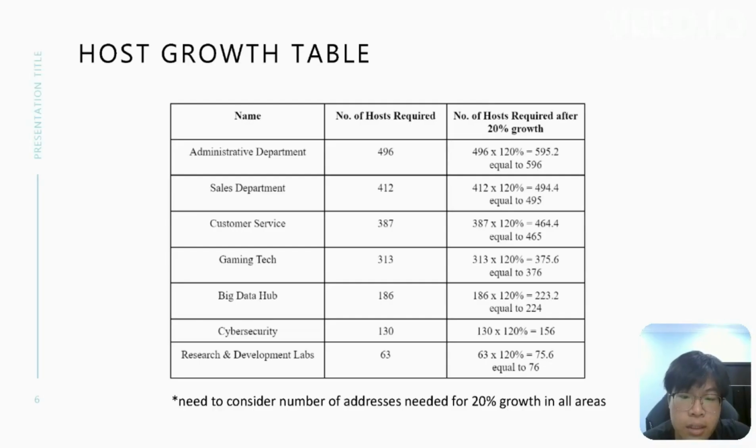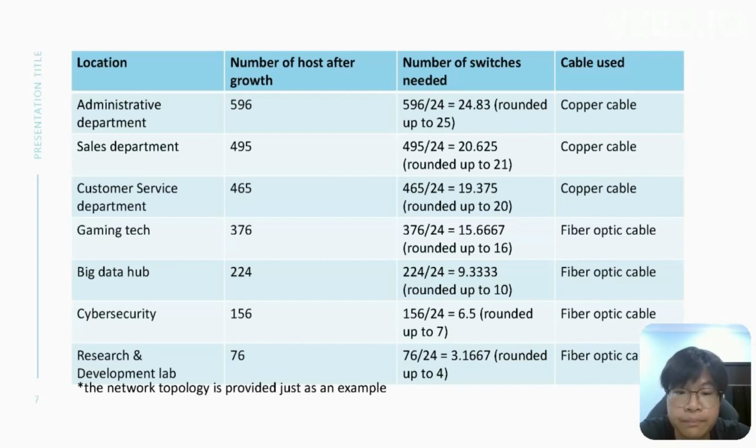As the question mentioned, we need to consider the number of addresses needed for 20% growth in all areas. So we need to calculate the number of hosts required after 20% growth in each department. For the administrative department, the number of hosts is 496. So we multiply 496 by 120%, we get 595.2. Then we round up to 596. So 596 will be the number of hosts required for the administrative department. Then we calculate the same thing for the other departments. That's how we get this host growth table.